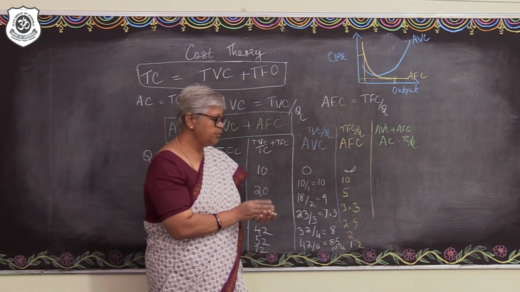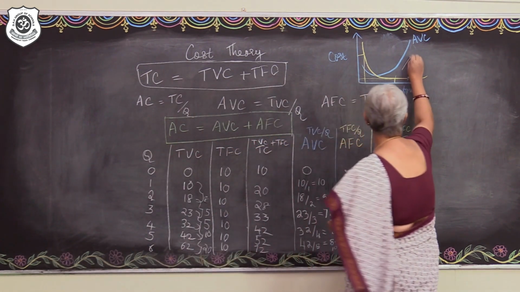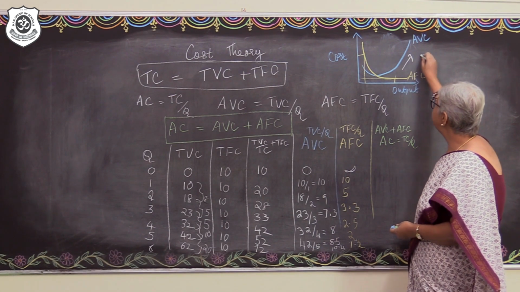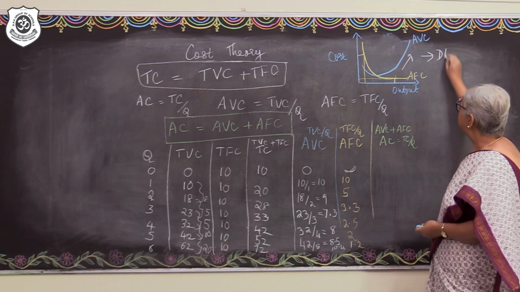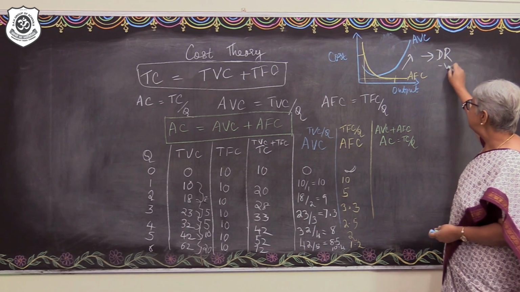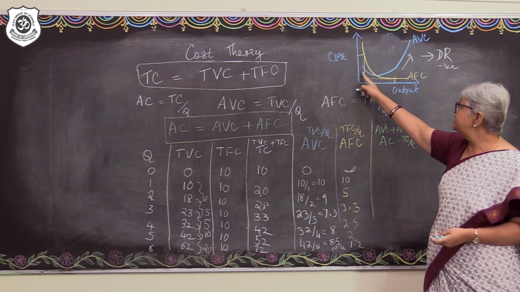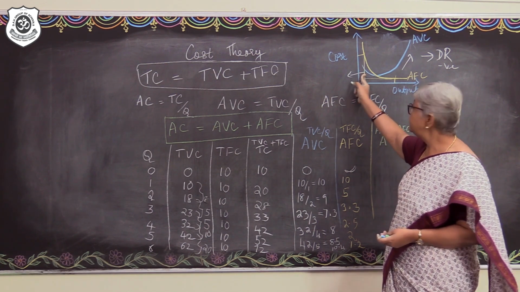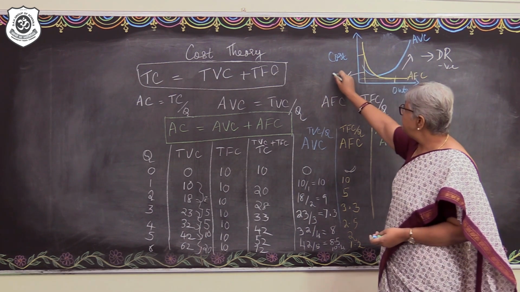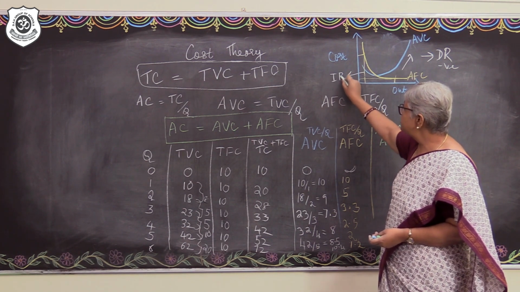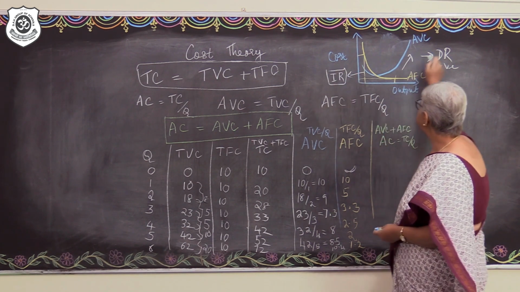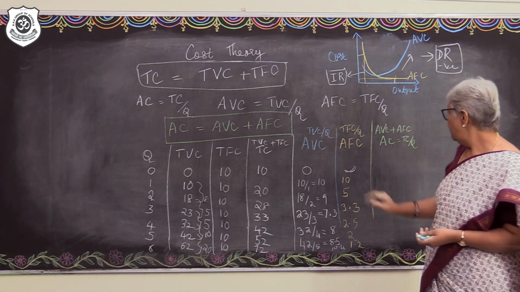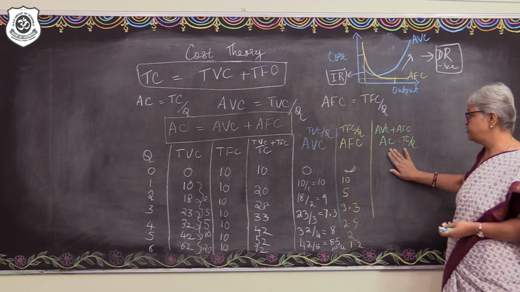See, this increasing portion of the average variable cost will indicate that the firm is suffering decreasing returns and negative returns. And this portion, the falling part of the AVC, will indicate that the firm is actually enjoying the increasing returns phase, right? Okay. Now, what about the average cost?